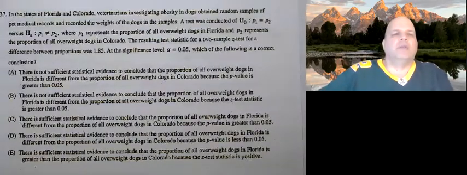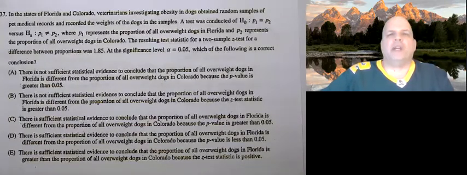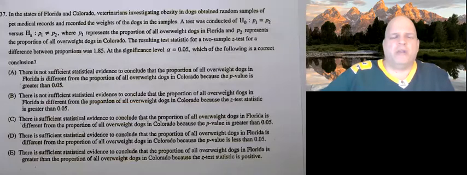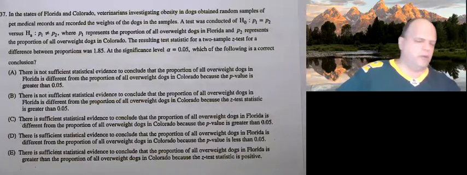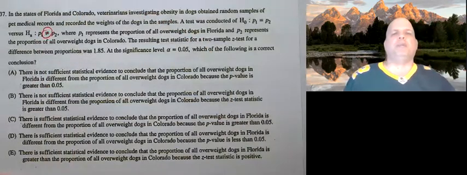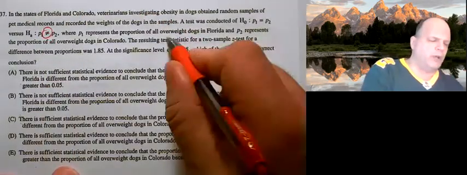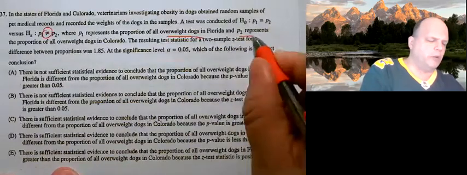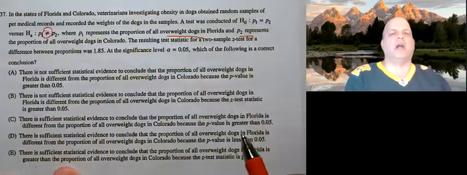All right, 37. In the states of Florida and Colorado, veterinarians investigating obesity in dogs obtained random samples of pet medical records and recorded the weights of dogs in the samples. A test was conducted of H0: P1 equals P2 versus Ha: P1 does not equal P2. This is going to be important. Where P1 represents the proportion of all overweight dogs in Florida and P2 represents the overweight dogs in Colorado.